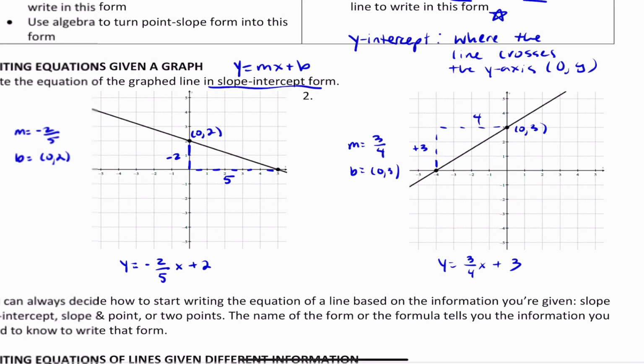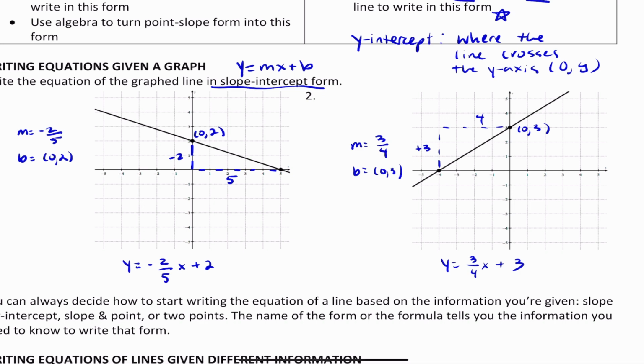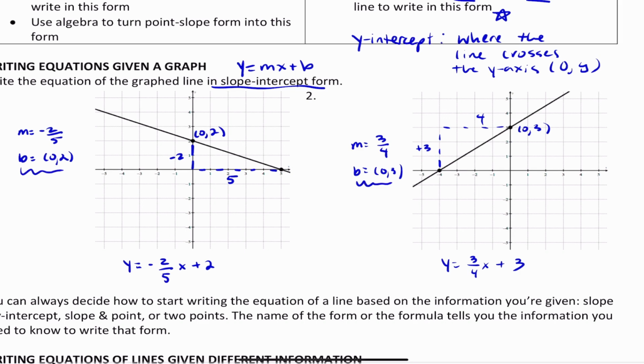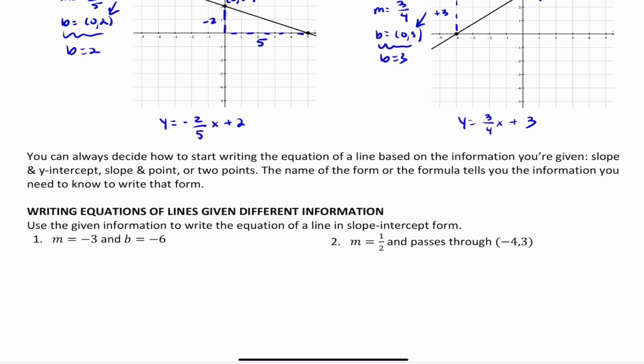Okay? So remember, I just want to make sure we're all clear. The b will always be that. Okay? So you can always decide how to start writing the equation of a line based on the information you're given: a slope and y-intercept, slope and point, or 2 points. The name of the form, or the formula, tells you the information you need to know to write that form. Okay, and we already talked about that.